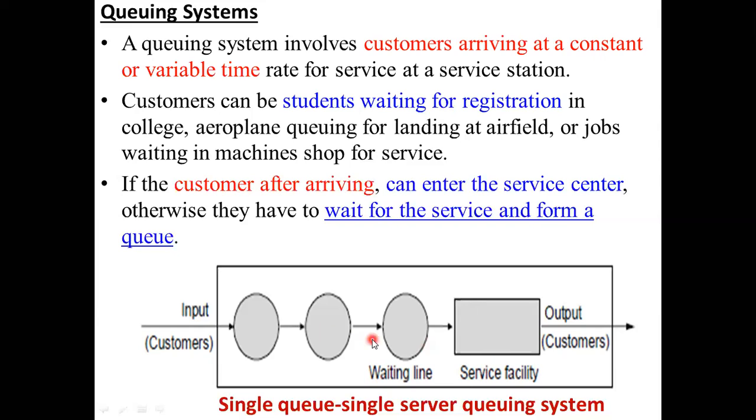These are the inputs to the server. If the server is available, they will not wait in the queue and they will enter the service center. If the server is not free and is busy, we have to make a queue. And this is the output of the queue, which is called the departures. So this is what is called a queuing system.